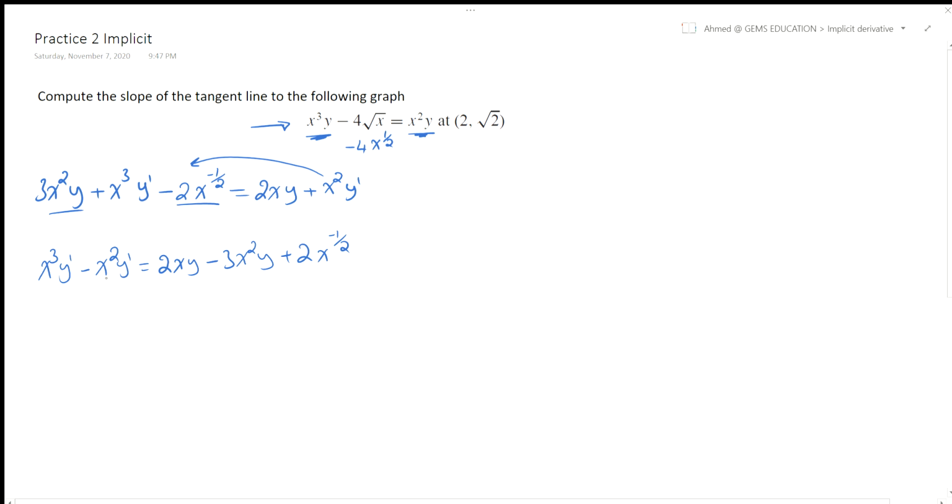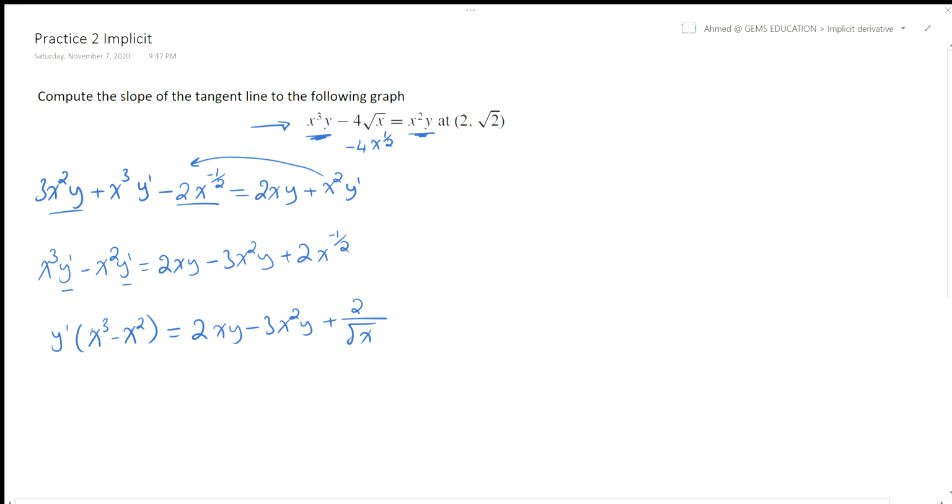I need to solve for y prime, so I'll take y prime as a common factor. Open the bracket, and what's left is x to the power of 3 minus x squared. Again, whatever is after this equal sign will remain as it is. You can, if you want, change x to the power of negative half to make it 1 over root x.